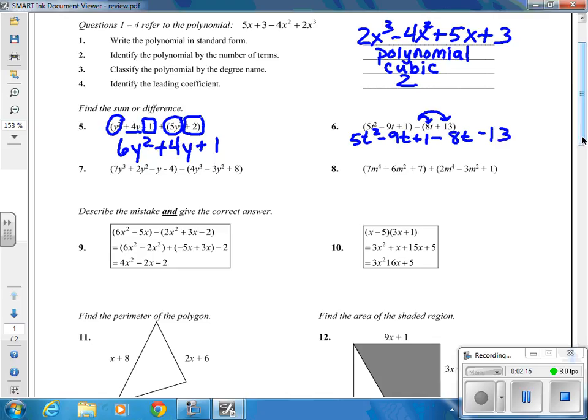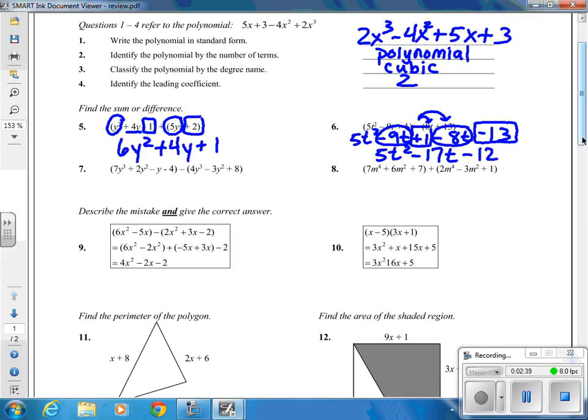Again, always start with your highest power first. So nobody goes with the t squared, so this is 5t squared in the beginning. I have a negative 9t that will join with a negative 8t, and that makes negative 17t. And then I have a +1 and a minus 13 for my constants, so that makes a minus 12. So my final answer is 5t squared minus 17t minus 12.